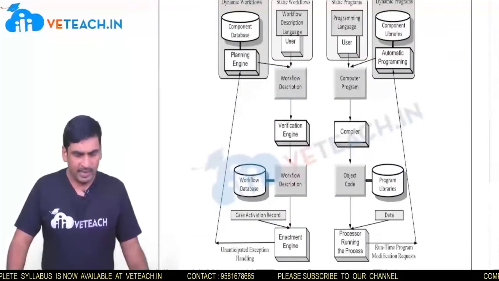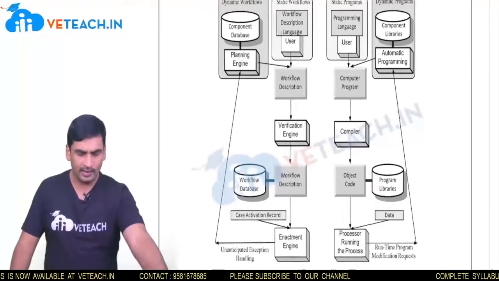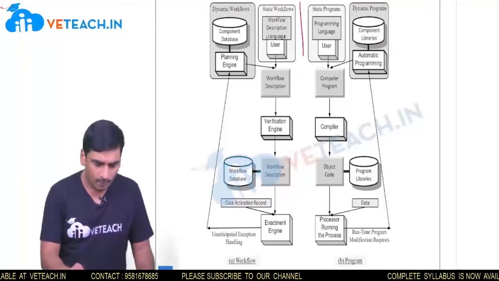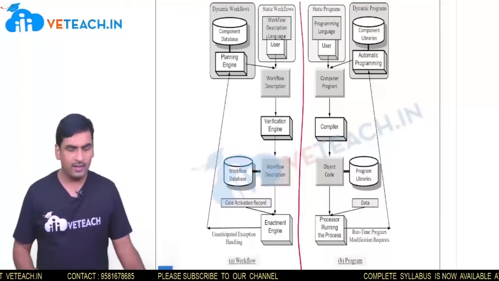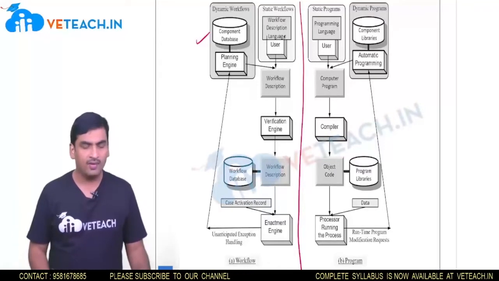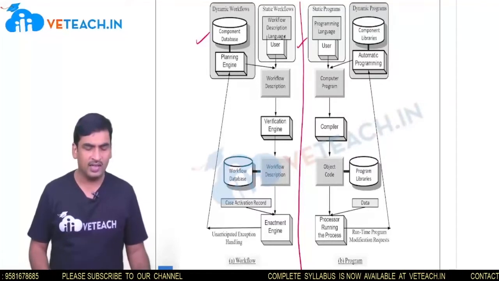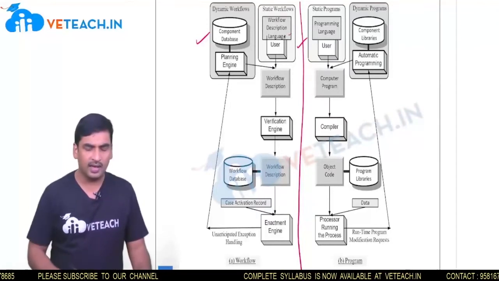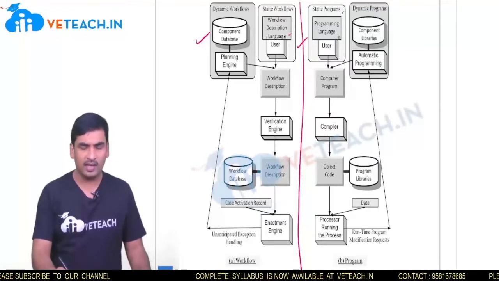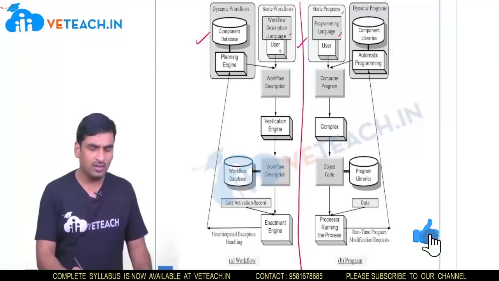We will see the similarity between the workflow and the program. There are two types of workflows, dynamic and static workflows. These are represented with a workflow description language. As in programming, the static programs are represented by way of programming languages. Who writes them? The user.